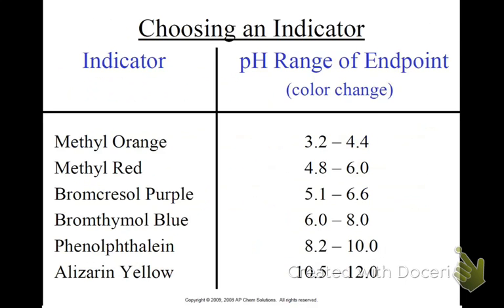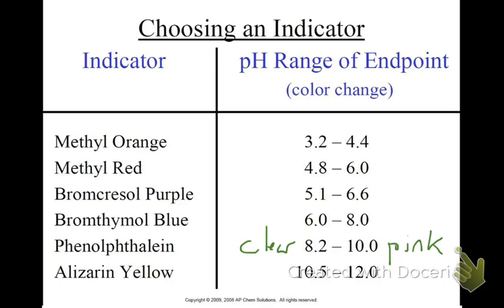So here's a couple different indicators when they talk about the pH range of end point. This is the pH when the color changes. So for example, phenolphthalein changes from clear to pink. And so when the pH is between about 8.2 and 10, it'll switch from clear to pink.